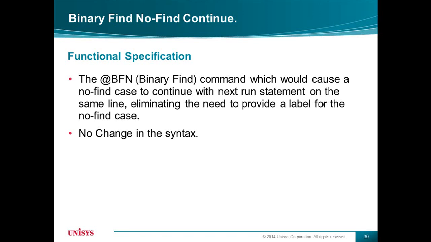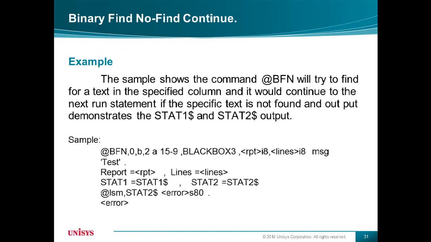We don't error out. But the stat1 and stat2 variables will be updated with the details of the error that has been encountered. Basically, the only kind of error that we would be ignoring is the data not found error. That's for the no find continue. The sample demonstrates the usage of BFN when we don't have the requested string in the report.